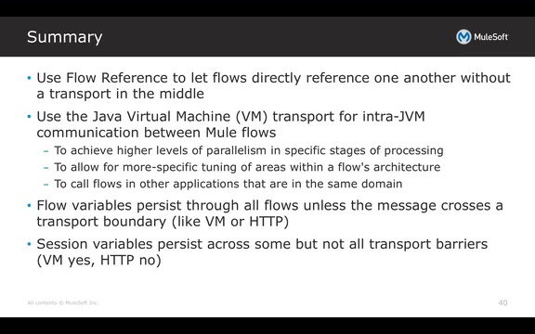We saw flow variables and how we can persist them throughout flows unless we cross a message boundary like VM or HTTP. Then session variables and how they can persist depending on the transport. We saw it persist with VMs and we saw it get lost when crossing the HTTP transport.